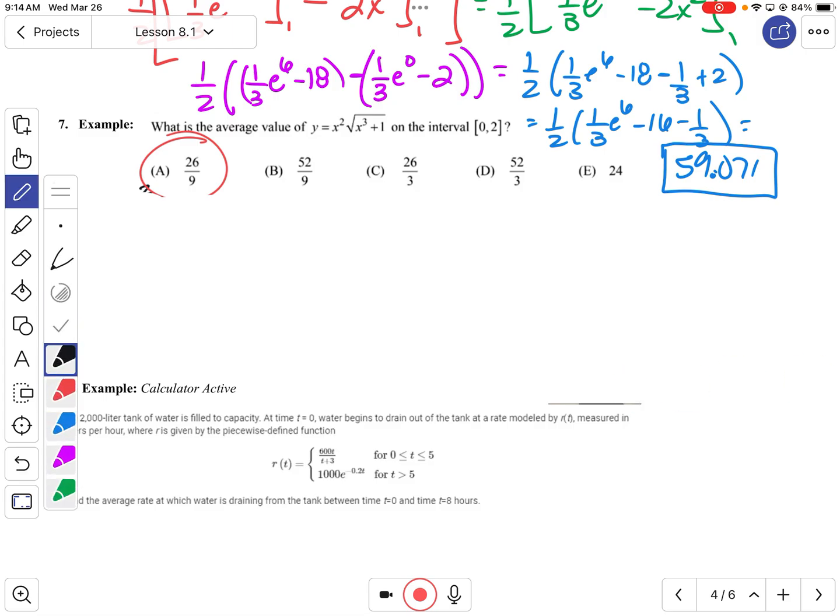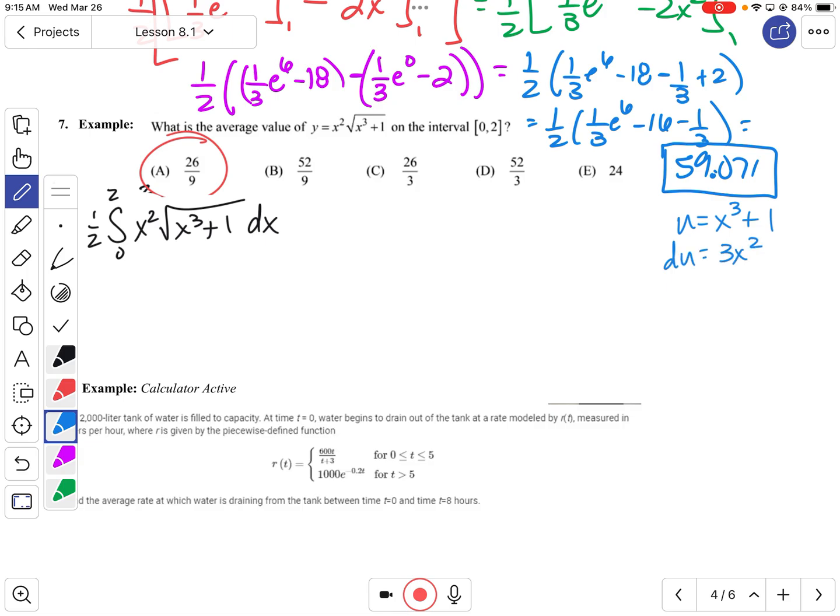So, u substitution says this. We recognize that we've got a composition function here. So I have 1/2 integral from 0 to 2 x squared square root of x cubed plus 1 dx. And u substitution says, what's your inside stuff? Well, it's x cubed plus 1. What's your du? 3x squared dx. And so we're going to rewrite. The only problem is I don't have a 3 in there. I've got an x squared and a dx, and I've got an x cubed plus 1.